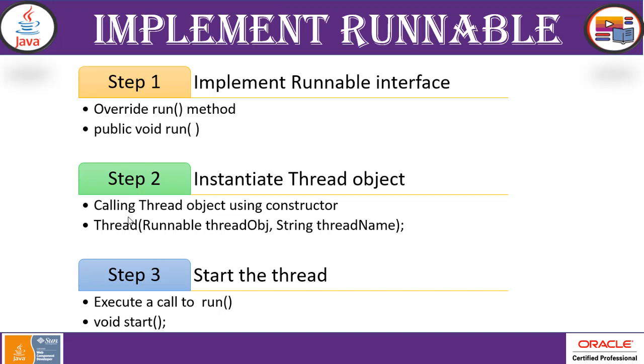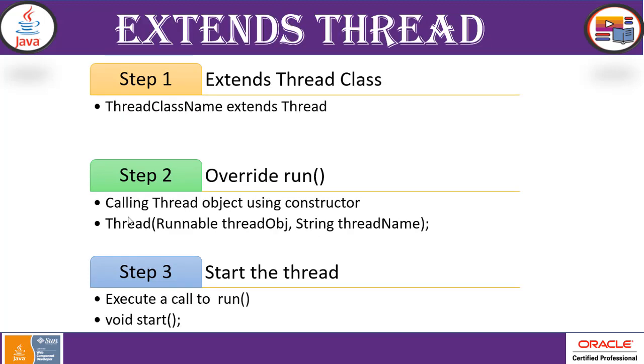Now the third step, all we need to do is simply start the thread. So we call the run method and execute it, and we define the start method. So this will make your multi-threading implemented with the help of the Runnable interface. Now let's take a look at extends Thread, how extends Thread will help you to implement multi-threading. This is very simple. First, we extend the Thread class in your class. Suppose you have a class name which extends the Thread class. Number two, we override the run method, calling the thread object using the constructor and Runnable. Start the thread, execute the call to run, void start.